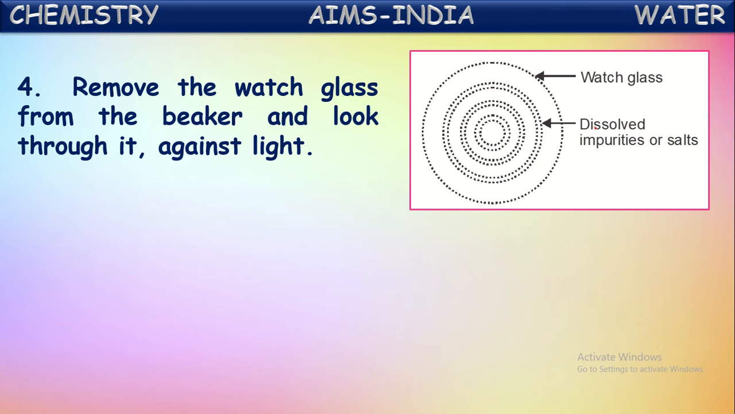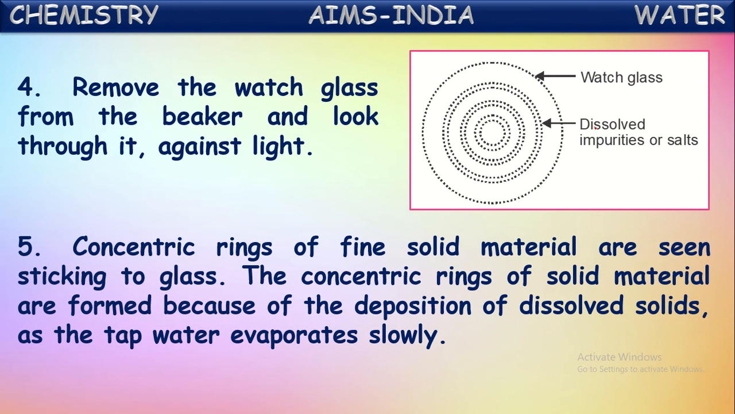Against a light, if we observe carefully on the watch glass, then we see some salts like concentric rings of fine solid material sticking to the watch glass. If you take out the watch glass after complete evaporation of water and observe it carefully against a light, then we can see certain concentric rings of fine solid material sticking to the watch glass. The concentric rings of solid material are formed because of the deposition of dissolved solids as the tap water is evaporated slowly.